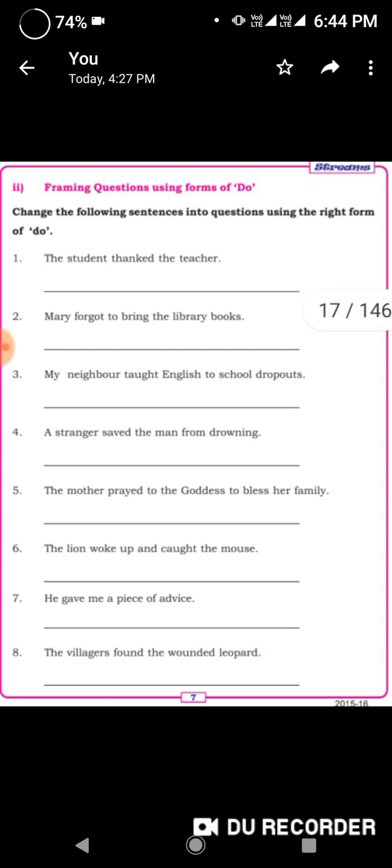if the sentence is in the present tense and if the subject is I, you, we, they, or any other plural noun, we use do. If the subject is any singular noun like he, she, or it, we use does. If we are speaking about the past, for any subject, whether singular or plural, we use did.